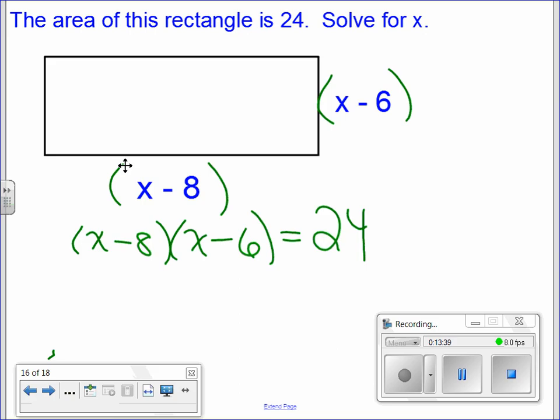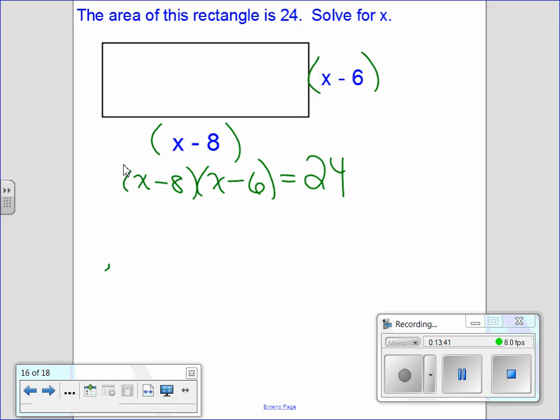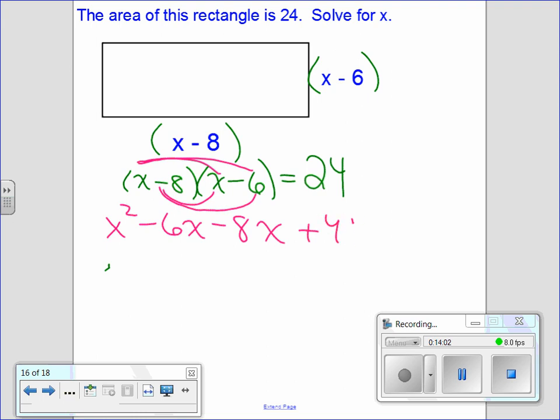So we actually have to use a little bit of foiling. Hopefully, if you're not good with foiling by now, you get good at foiling quickly because it's a skill we're going to use all year. But x times x is x squared. X times -6 is -6x. -8 times x is -8x. And a -8 and a -6 is a positive 48.